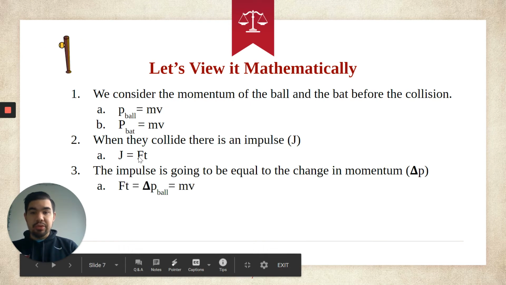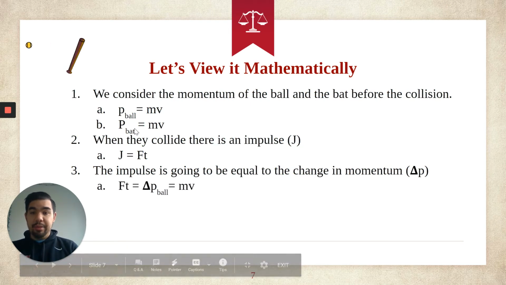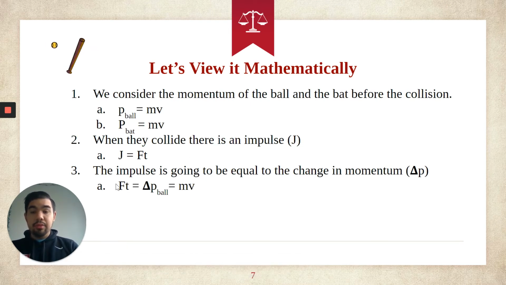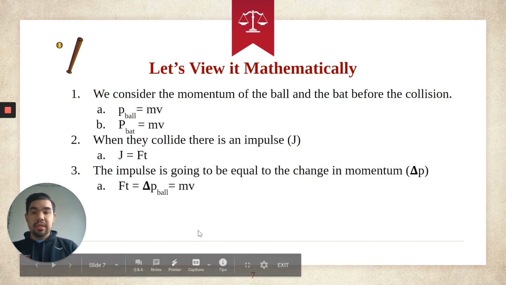So same impulse acting on both the ball and the bat. Now, when we see this impulse, we calculate it, right? If we know the force, we know the time, we'll be able to know what the change in the momentum of the ball is. We know that the mass of the ball is not going to change. So what's left to change? The velocity. The velocity of the ball coming towards the bat is going to be different than the velocity of the ball going away from the bat.